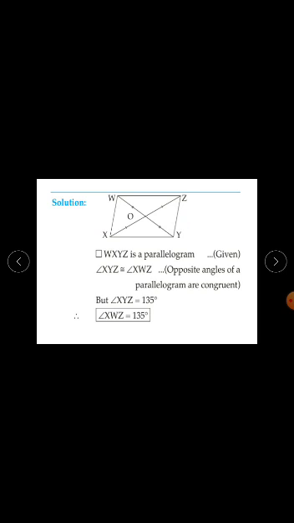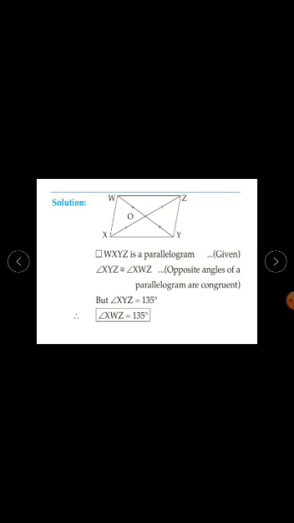You have to find out the measure of angle XWZ. What is the relation between these two angles? Opposite angles, and opposite angles of a parallelogram are congruent. And you have to find out angle YZW. What is the relation between these two angles of a parallelogram? Adjacent angles, and we know adjacent angles of a parallelogram are supplementary.